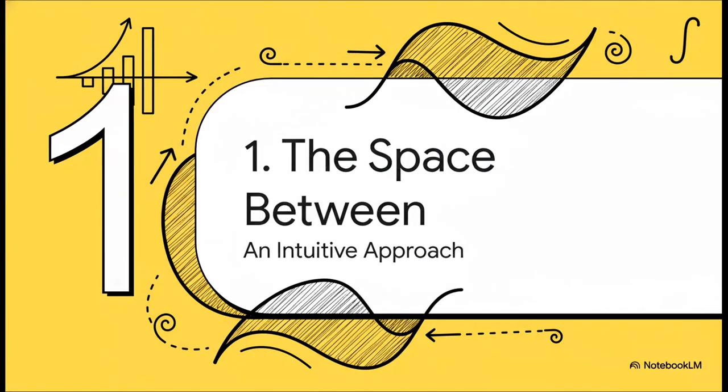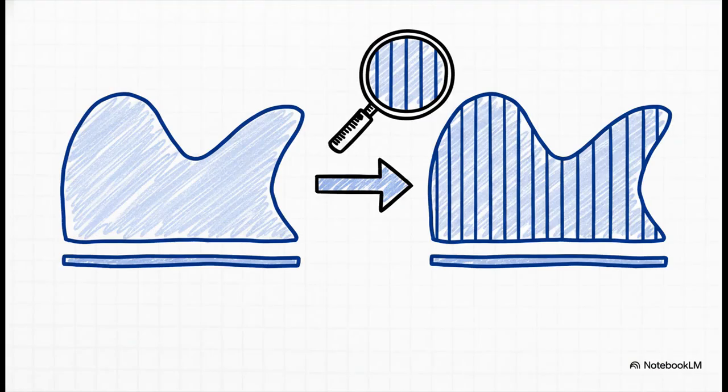All right, section 1. Before we even think about formulas, let's just use our intuition. How would you even begin to measure a shape with squiggly, unpredictable edges? The big idea here is actually pretty genius. Instead of trying to measure this whole weird blob at once, just slice it up. Imagine cutting it into a ton of super thin vertical rectangles.